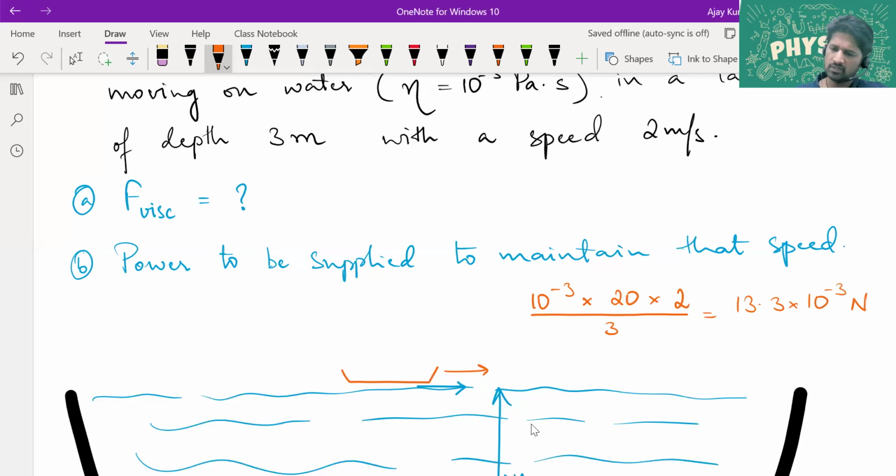That becomes 0.013. Fine. So that's the viscous force acting on the boat. And for the boat to continue moving with that speed, the engine, or the propeller, should exert this much force on water in the opposite direction.